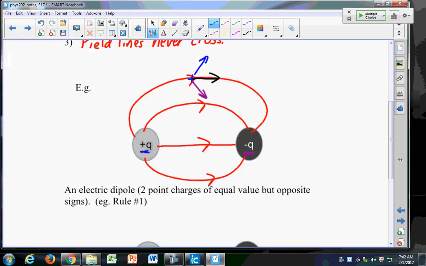And notice that the net force is in the same direction as the electric field. The electric field, in fact, gives the direction of the force, right? Electric field and force, they're linked. They're related to one another. All right, so rule number one, begin on a positive, end on a negative.